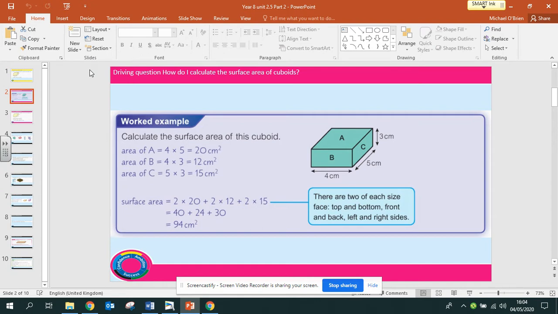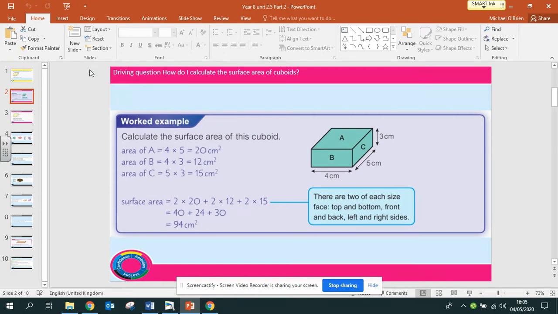So armed with that, let's look at how they've calculated the surface area. What they've done is they've found the area of A, which is 4 times 5, and multiplied it by 2. They've added that to the area of B, the front elevation, which again has been multiplied by 2, and they've added that to C, the side elevation, which again has been multiplied by 2. 2 times 20 is 40, 2 times 12 is 24, 2 times 15 is 30, and if you add those numbers together you get 94 square centimetres.